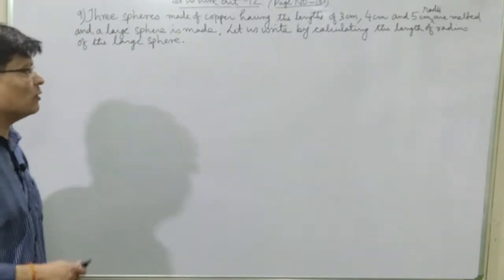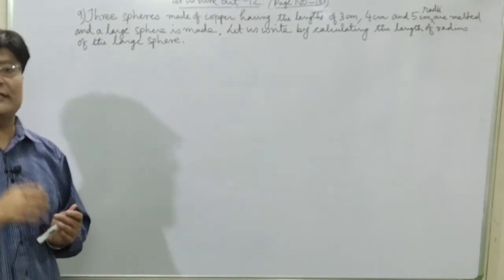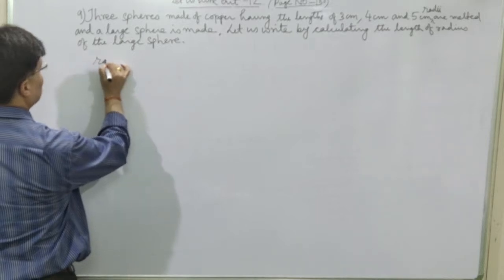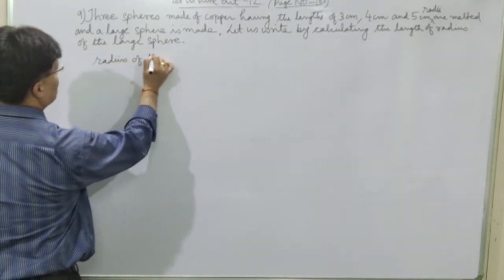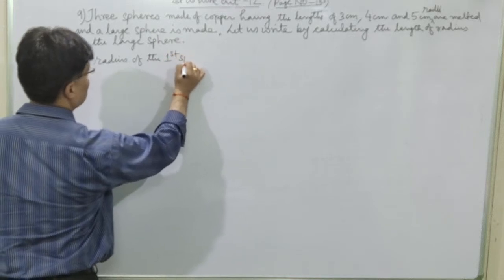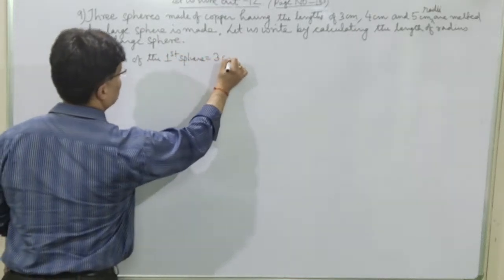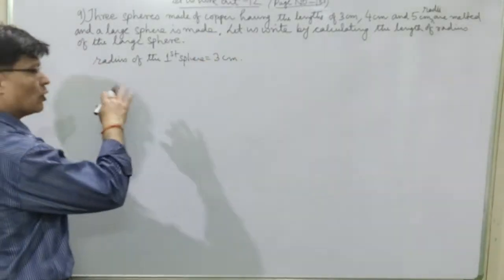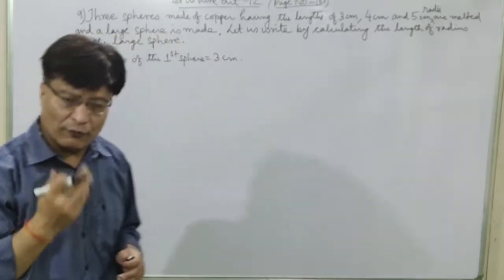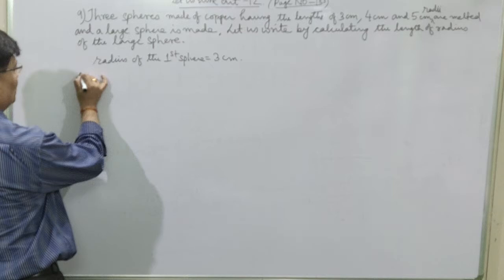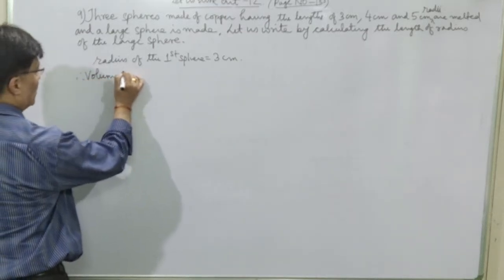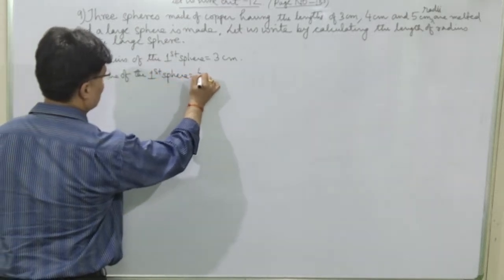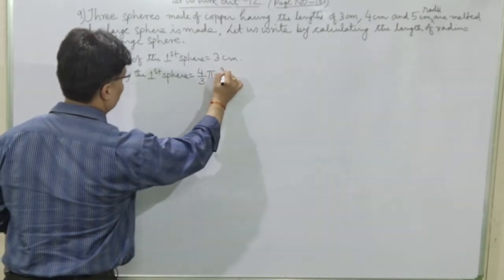So now let us find out the volume of each of these 3 spheres. Let us write here the radius of the first sphere. Radius of the first sphere is equal to, how much is this one? This is your 3 cm, right? So let us find out its volume. So melting means you have to find the volume. So let us write down the volume. Volume of the first sphere is equal to 4/3 pi r cube, right?